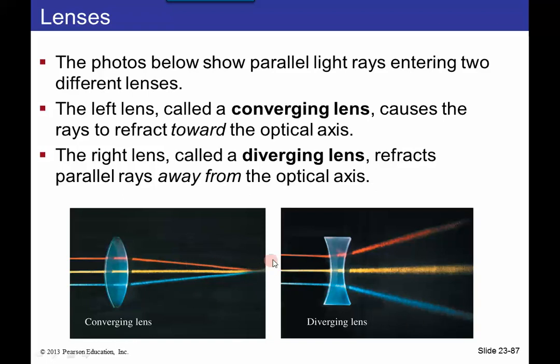A divergent lens has a different behavior. Light appears to diverge. The yellow ray is traveling along the optical axis. This middle line here is called the optical axis of the lens. So for converging lenses, rays converge towards the optical axis. For diverging lenses, light rays diverge away from the optical axis.